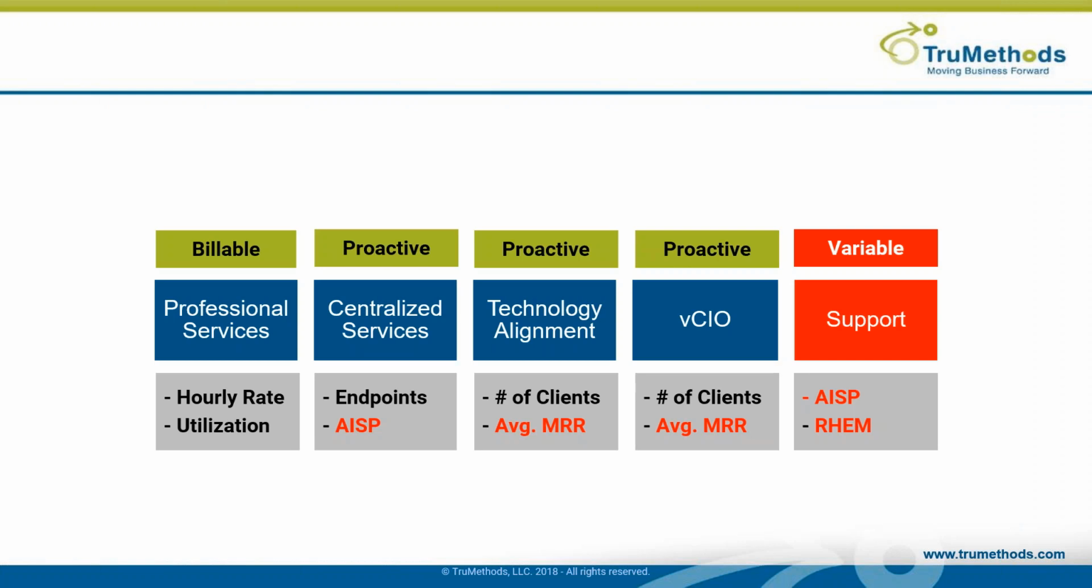And vCIO is the same way. They have the same leverage points. The only difference is that if you're doing technology alignment and handing that review information to the vCIO, they can manage a lot more clients, usually twice as many. So a vCIO should be able to manage 35 to 45 customers. And again, based on your average MRR, that will tell you what that leverage number is, or how much revenue they can touch. So one of these is billable, three are proactive.